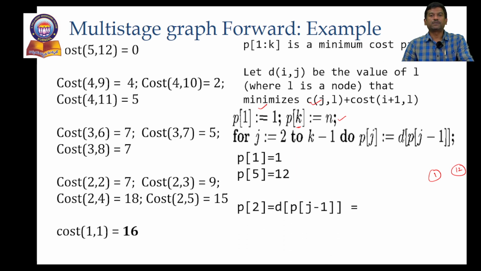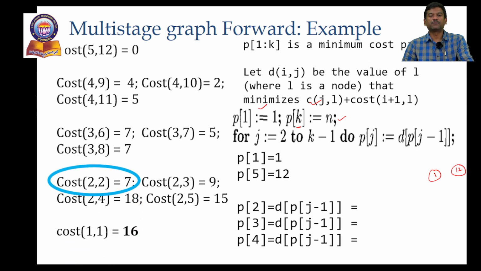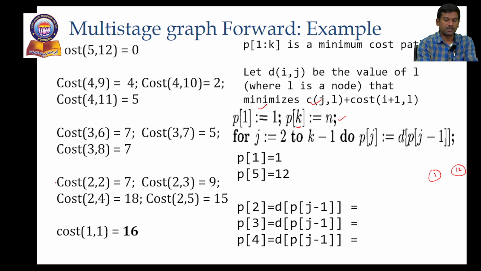And then we need to compute at each stage, that is path 2. So how to identify P of 2? According to the formula which is given, P of j equal to d of P of j minus 1. So similarly you need to also compute P of 3 and P of 4. When you consider stage 2, these are the cost values at stage 2. So at stage 2, what is the minimum value? We have the values 7, 9, 18 and similarly 15.